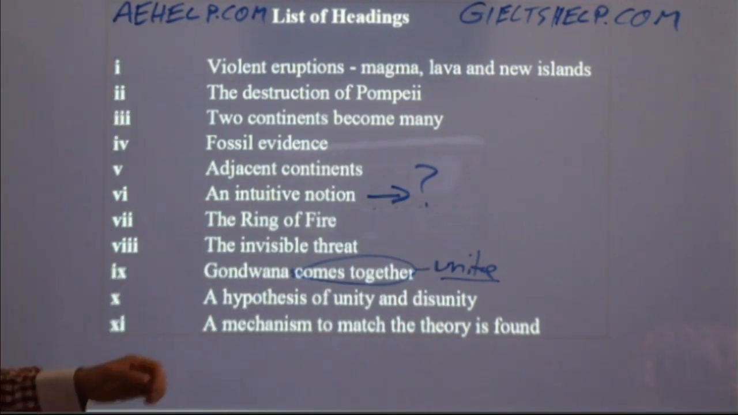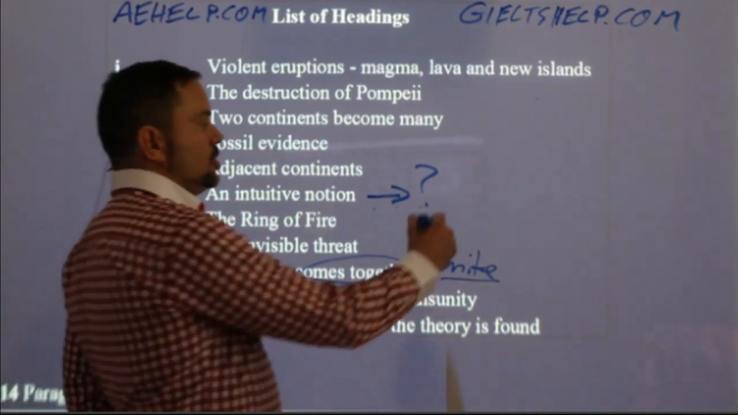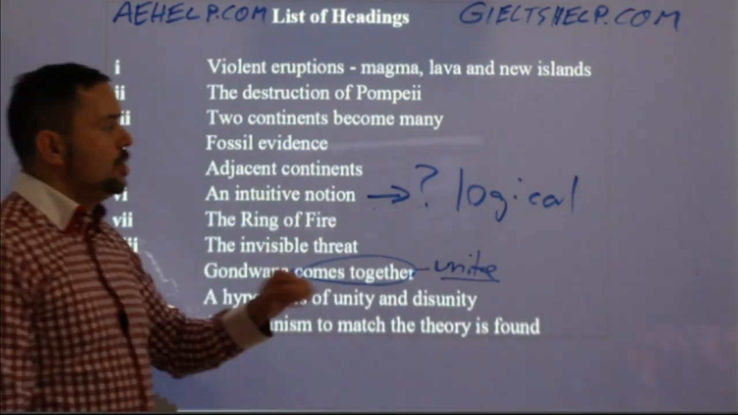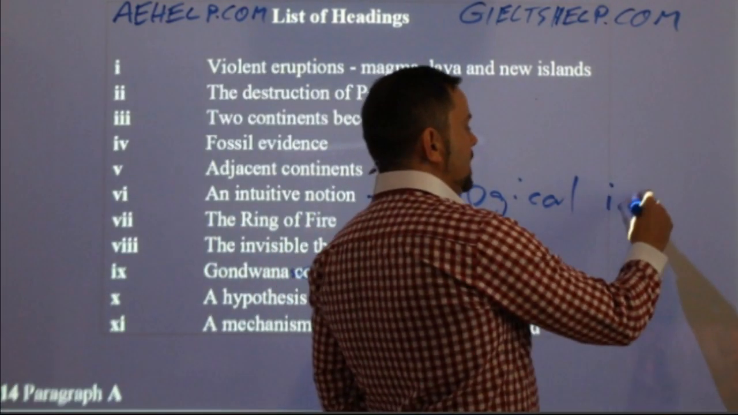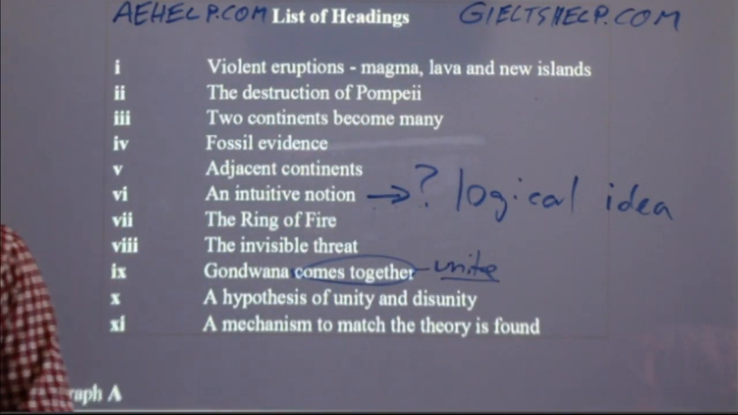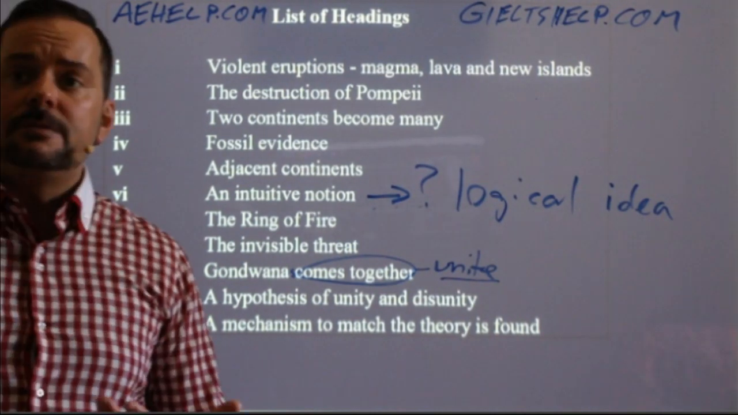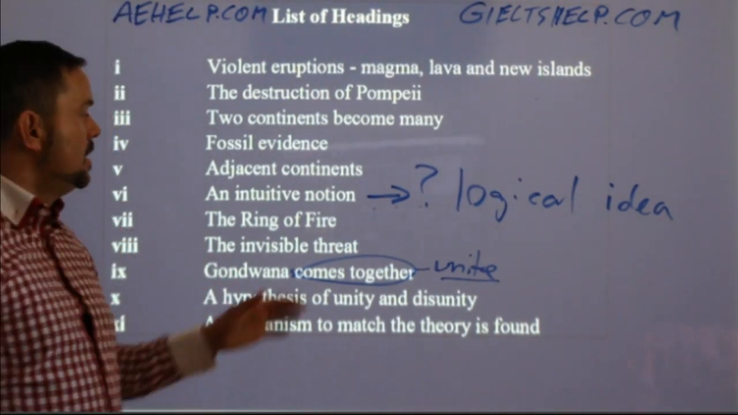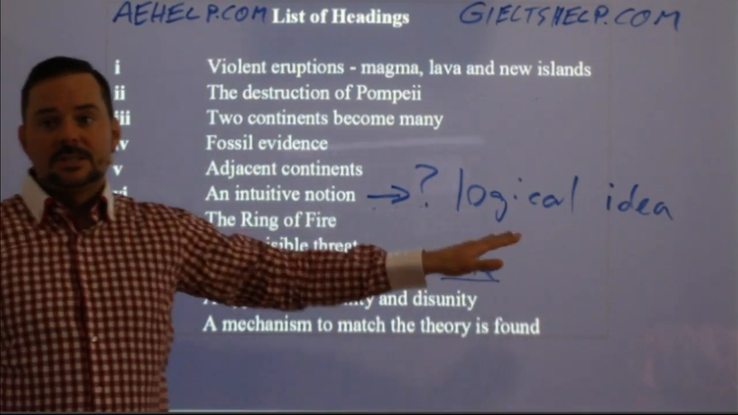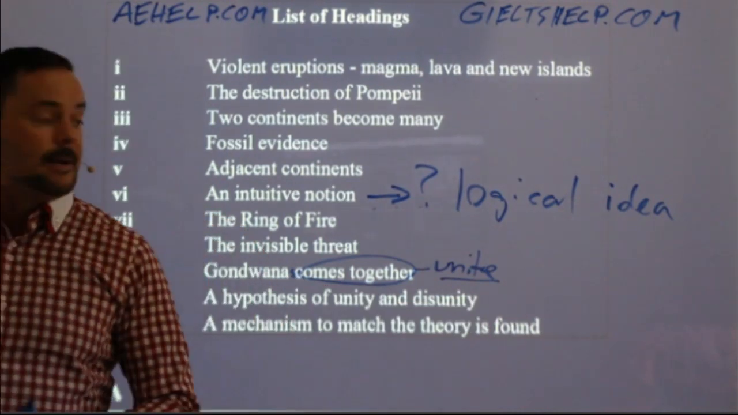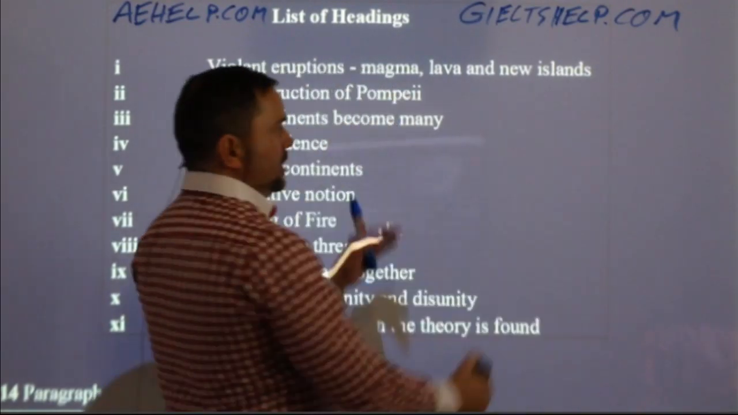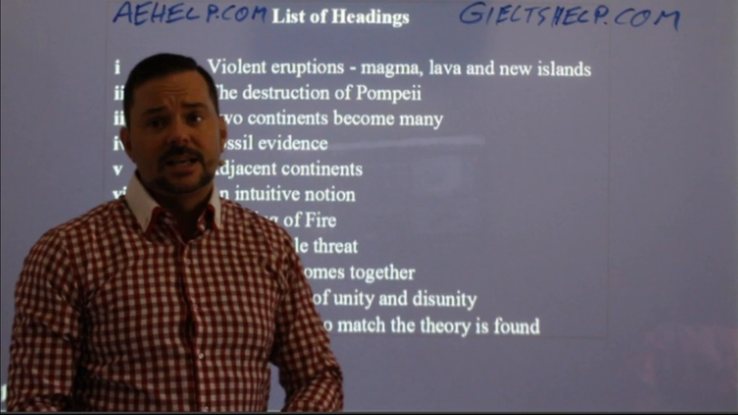Okay. Intuitive kind of means logical. So an intuitive notion means a logical idea. Okay, that would be an intuitive notion. Elena, not bad. Insightful is okay as well. Insightful idea. A notion is just an idea. Okay, intuitive is something that makes sense. All right, so it's an idea like that. All right, so again, in the reading, this paraphrasing should only take you about 30 seconds at most.